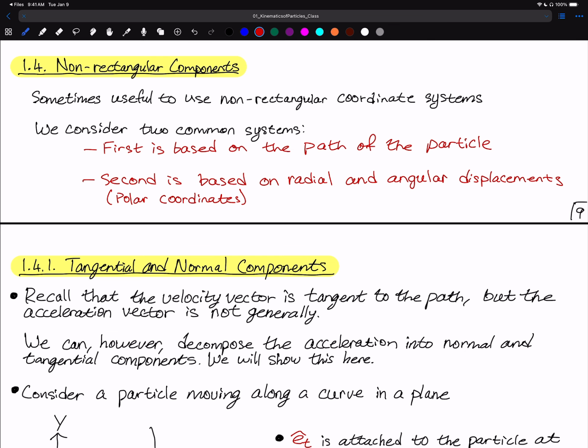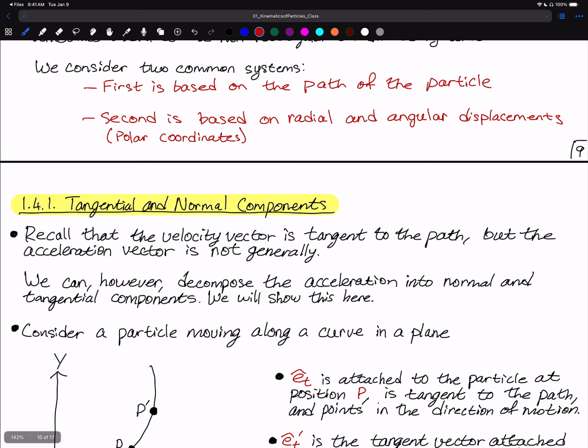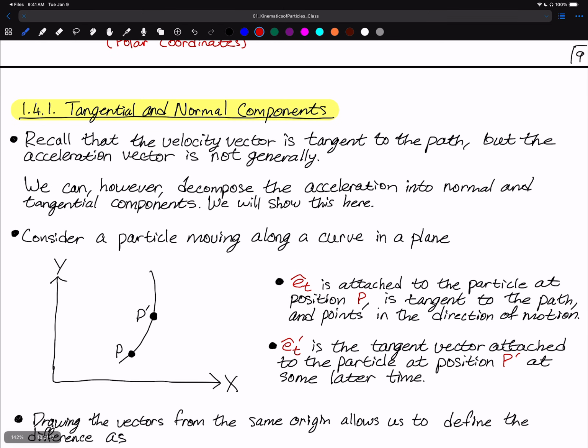Okay, we're going to start off with the first one, and that is called tangential and normal components. Recall that the velocity vector is tangent to the path, but the acceleration vector is not generally tangent to the path. However, we can decompose the acceleration into a normal and a tangential component. That is a component that is tangential to the path and a component that is normal to the path. We're going to go through and show that here.